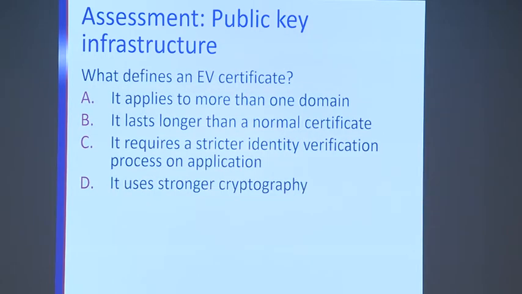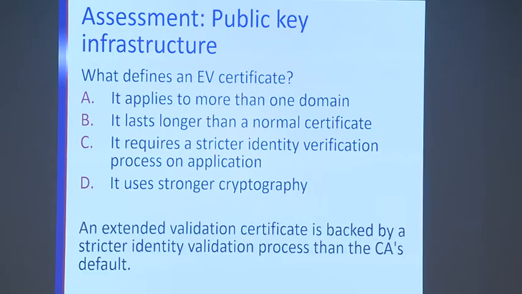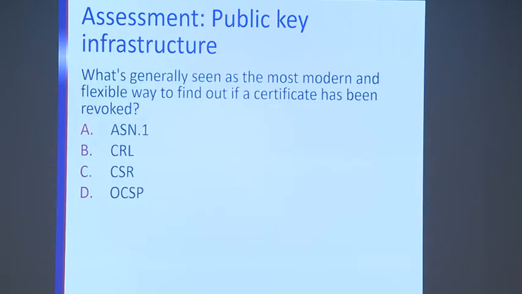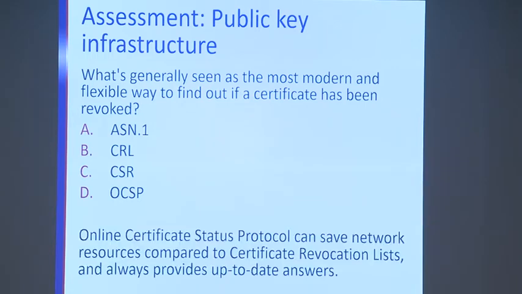What defines an EV certificate? Extended validation. If we're going to extend this, we need a stricter identifying verification process for your applications. What is generally seen as the most modern and flexible way to find out if a certificate has been revoked? OCSP, the Online Certificate Status Protocol. So it can save network resources compared to the CRL or Certificate Revocation List.